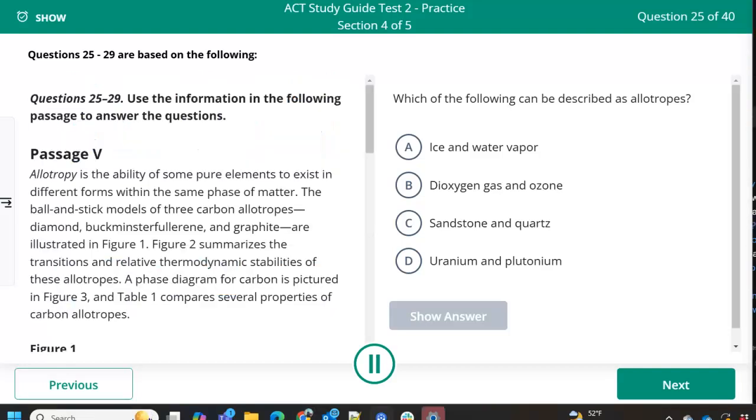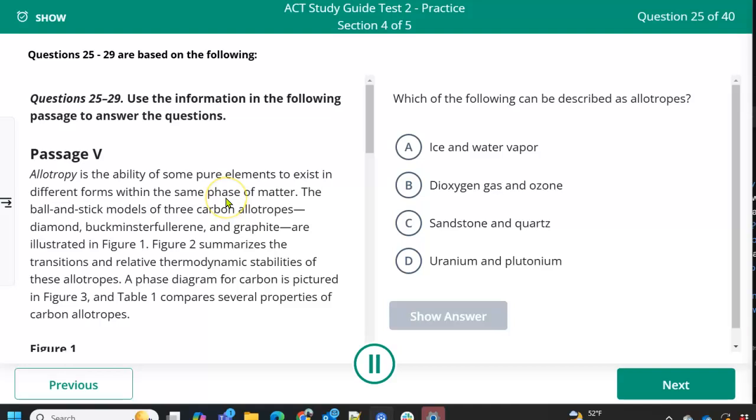Okay, a new topic. Allotropy is the ability of some pure elements to exist in different forms within the same phase of matter. All right, so let's process that a little bit. We're talking about elements, and they exist in different forms within the same phase. Okay, so matter can have 3 phases.